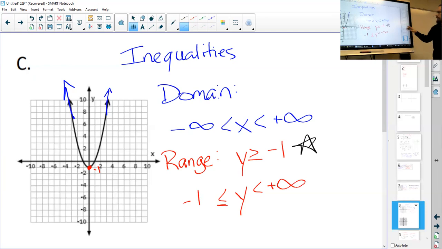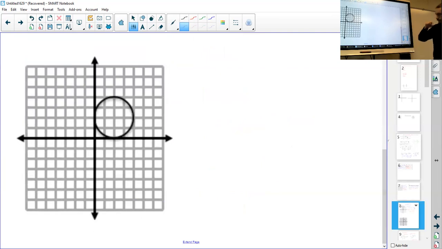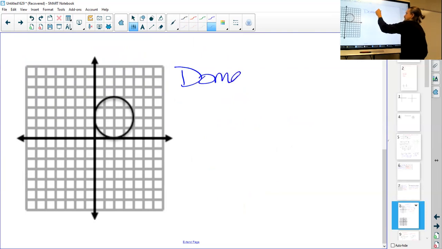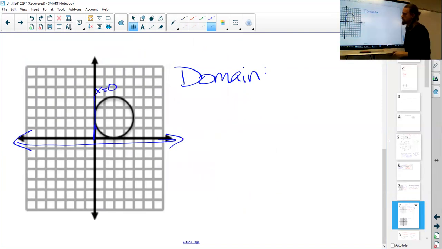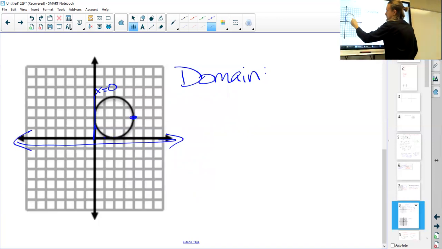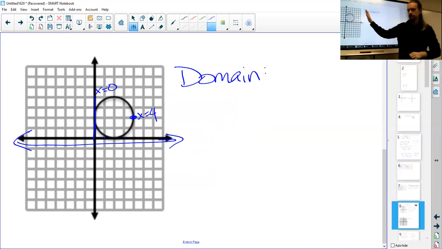All right. What about something that doesn't quite go on forever? How about our little circle here? We'd say our domain. Remember, domain is left to right. My point furthest to the left is right here at x is 0. And my furthest to the right is over here at, if I count this off, 1, 2, 3, 4. So my circle exists between 0 and 4.